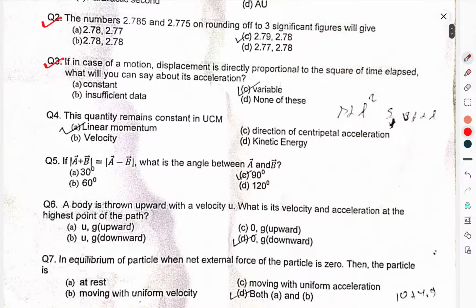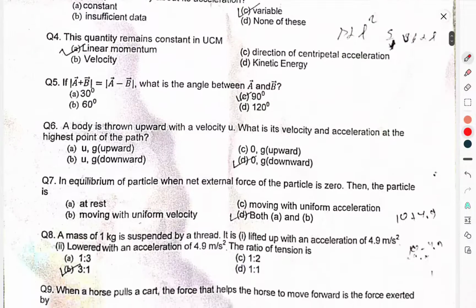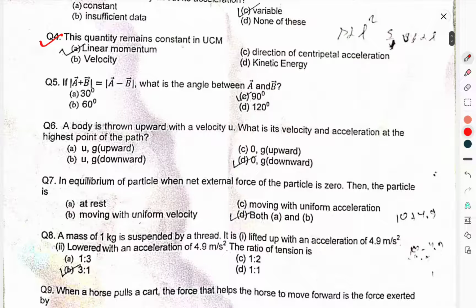Question number 3. In case of a motion, displacement is directly proportional to the square of the time elapsed. What will you say about its acceleration? Question number 4. The quantity remains constant in UCM. Question number 5. A plus B vector का magnitude is equal to A minus B vector का magnitude. What is the angle between A and B?